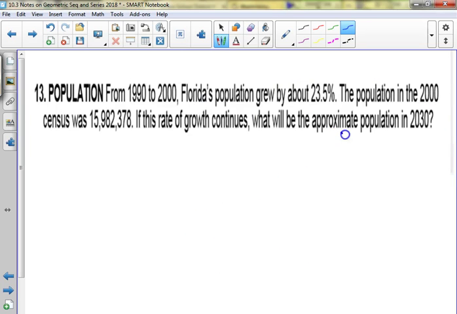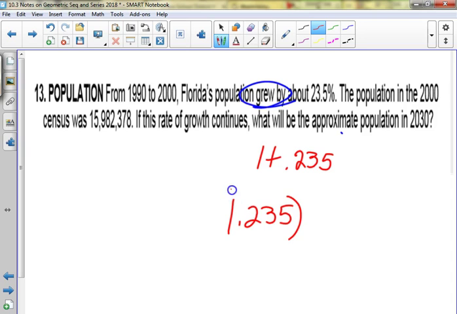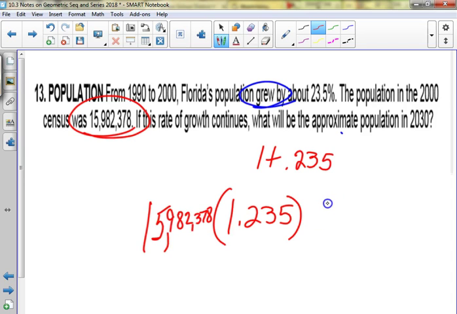All right, population is growing by 23.5 percent. What are we multiplying by then? Right, 1.235 is 123.5% growth. The population in this year was this. So we could call it year 0 or year 1. It doesn't really matter. Just know that we're going to multiply to the power of what? Yeah, 30. That's going to be a really ginormous number.